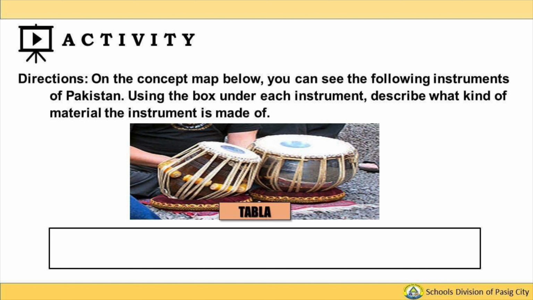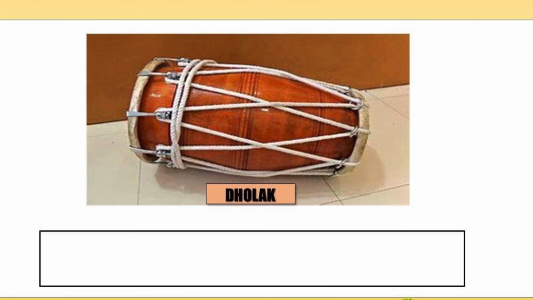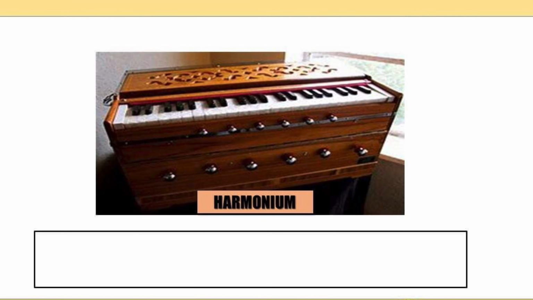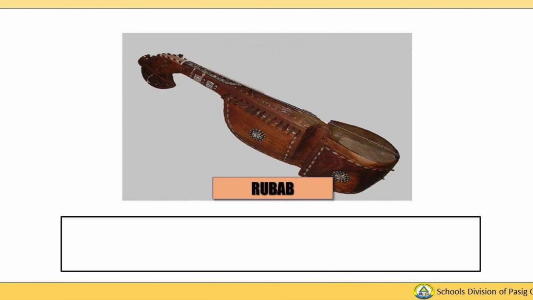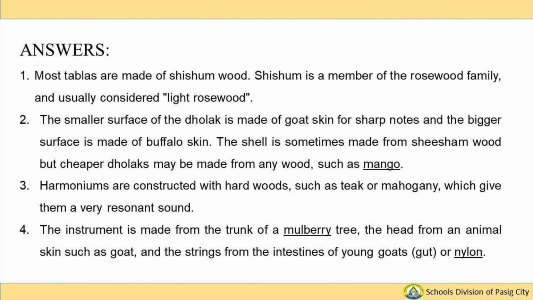Let's see if you have learned from our lesson. On the concept map below, you can see the following instruments of Pakistan. Using the box under each instrument, describe what kind of material the instrument is made of. The first instrument is tabla. The second instrument is dulak. The third instrument is harmonium. And finally, the last instrument is rubab. For the answer, take your time to check your activity.